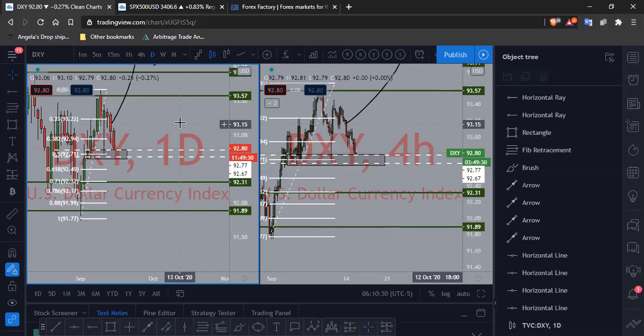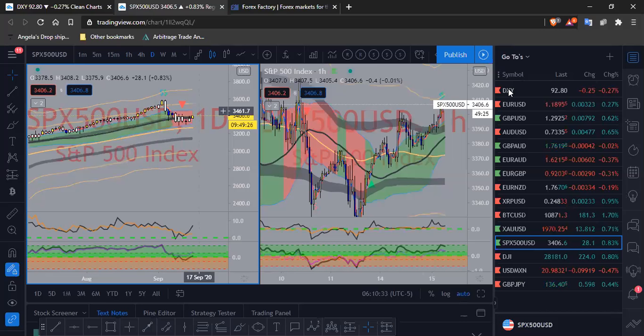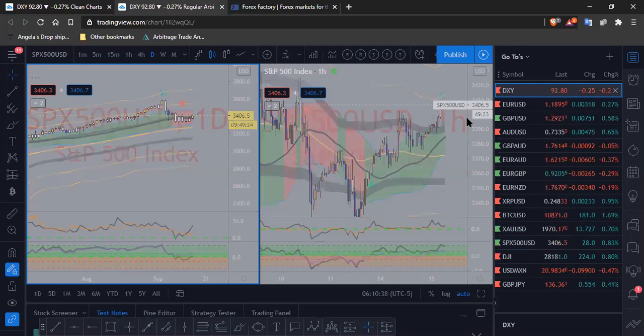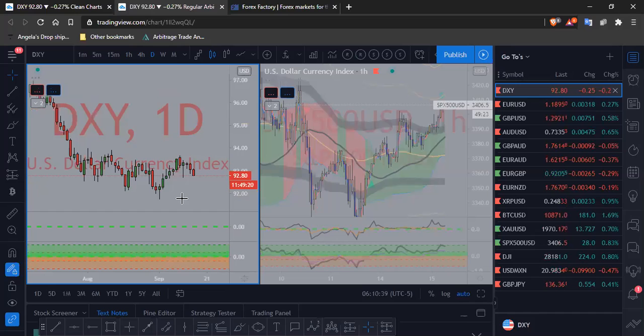Let me go to the arbitrage indicator and look through that. That S&P buy was nice.